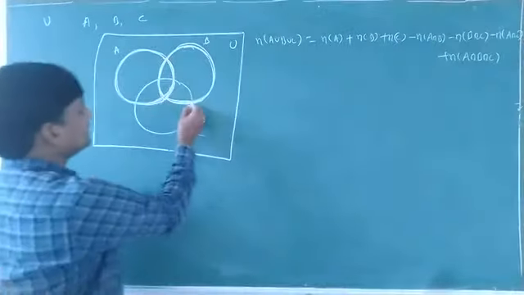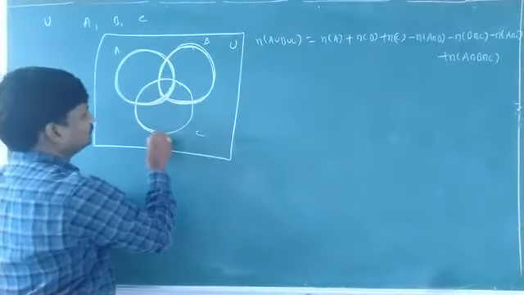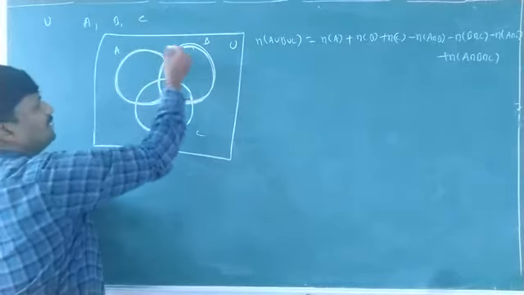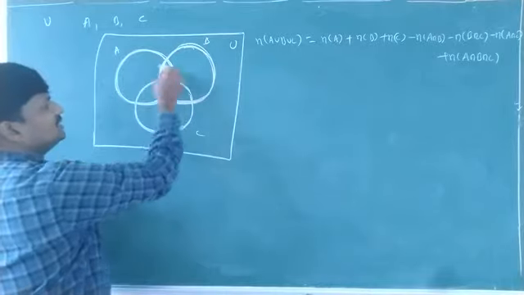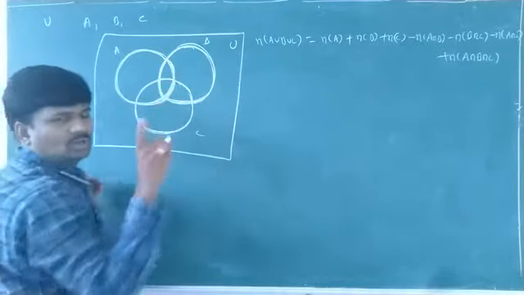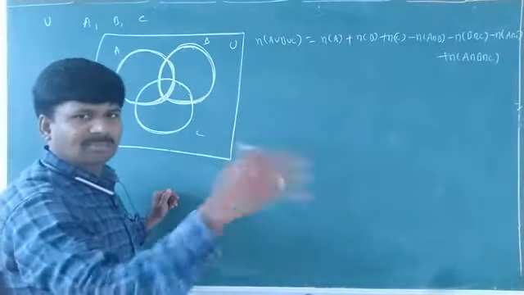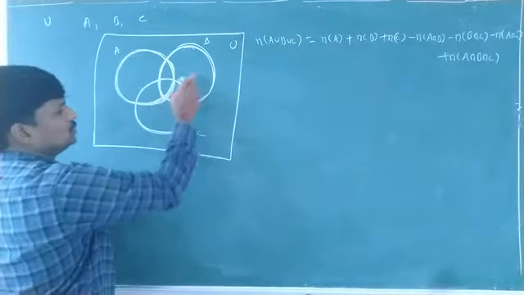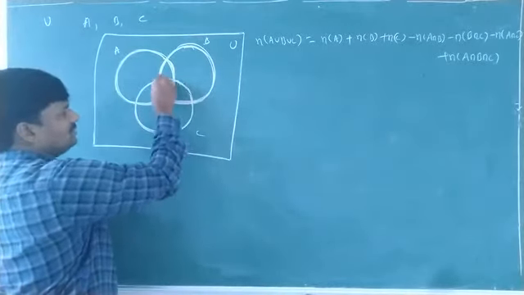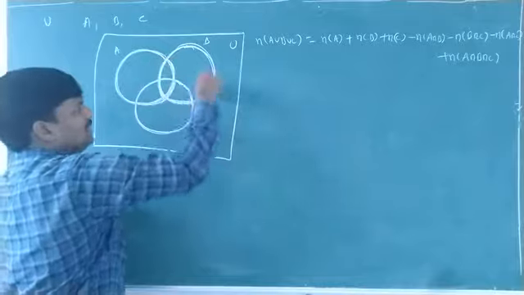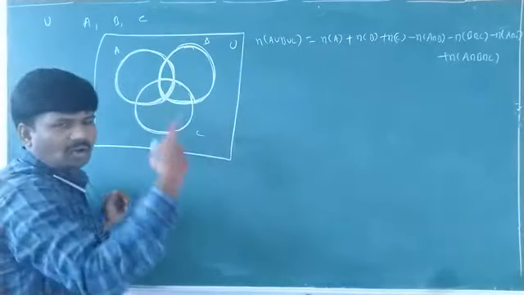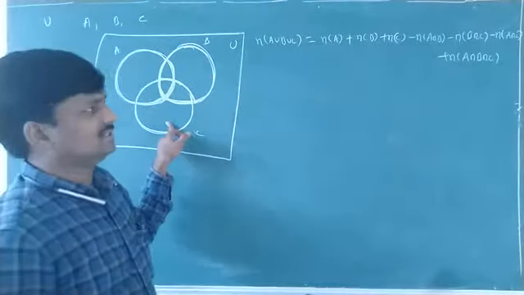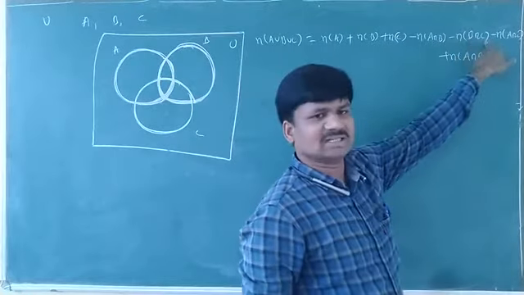When we are adding C also, number of A plus number of B plus number of C, and we add these two sets, this part comes two times. You have to write it only once, so you have to subtract one. When we are adding B and C, this part we are getting two times, so we have to subtract one time: minus B intersection C.